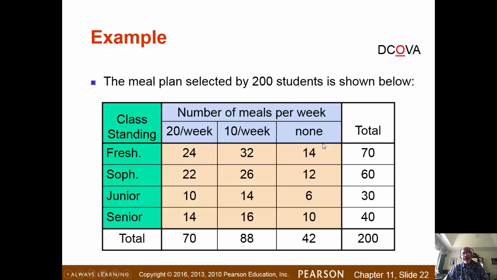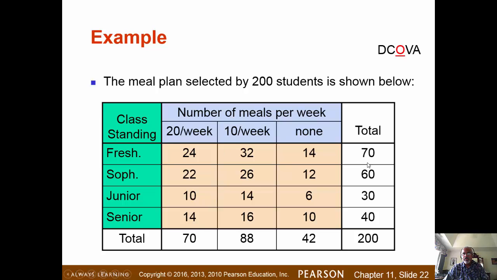So here is an example. We have 200 students, freshmen, sophomore, junior, or senior. So class standing is one dimension. Number of meals per week the student purchases in the dorm. That is, the number of meals purchased is the second dimension, the column dimension. Class standing is the row dimension. And here are the observed frequencies. You have taken a random sample of 200 students and you have constructed this table.